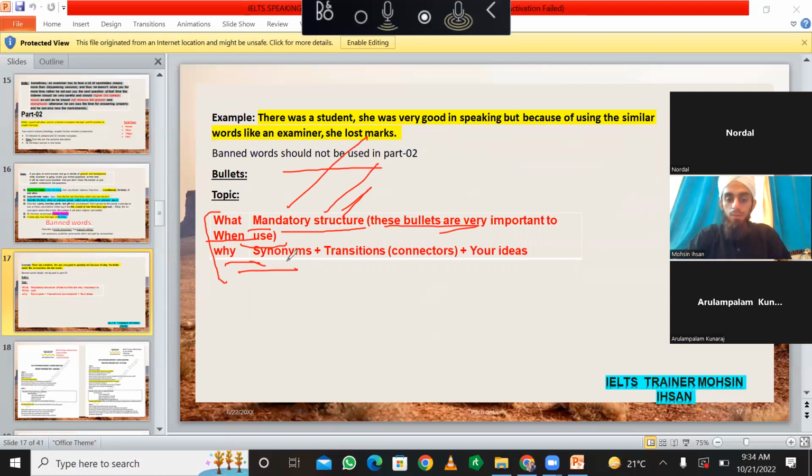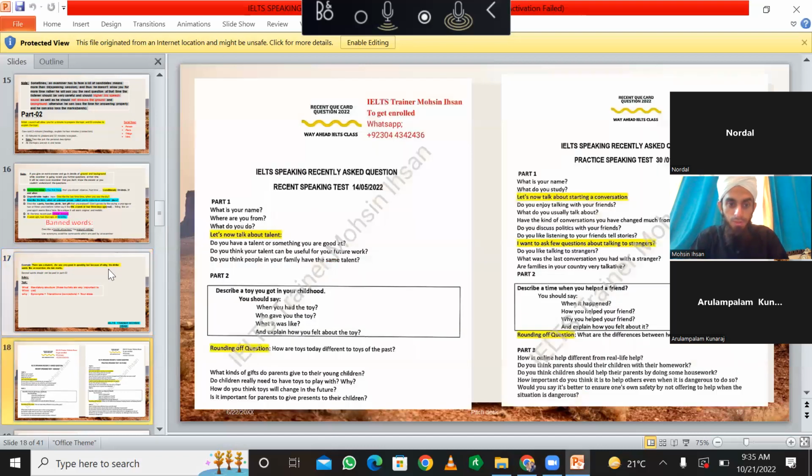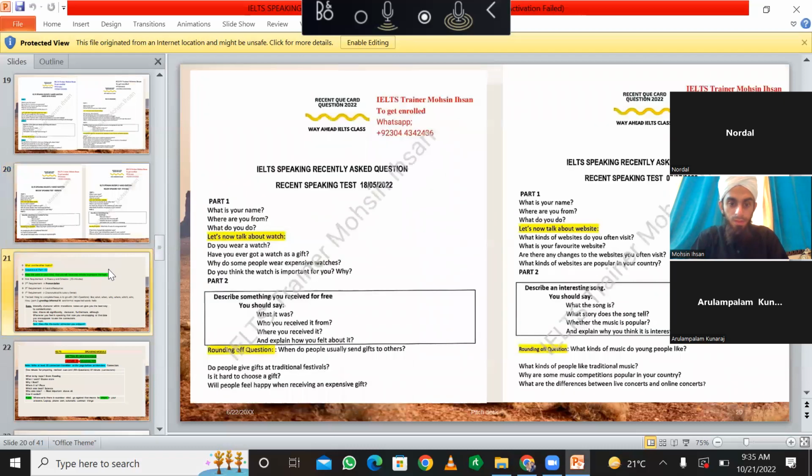Synonyms, transitions, and your ideas. Synonyms, to use different words having the same meaning. And transitions, to connect different ideas and sentences with each other. And your ideas should be shared with connectors, right? So this was all about today's discussion. Now I'm again going to ask you a few questions, and try to follow such techniques.